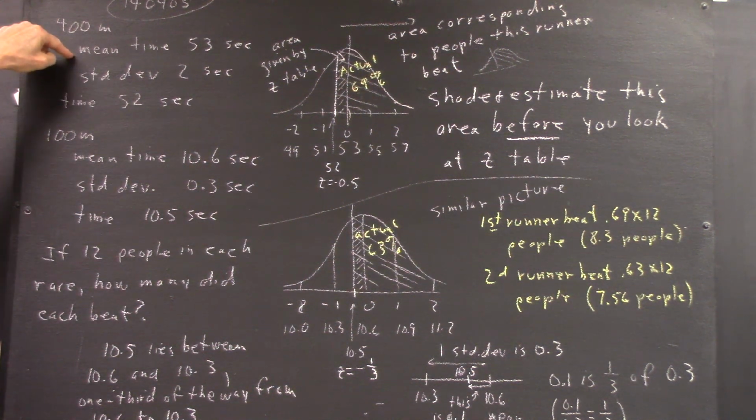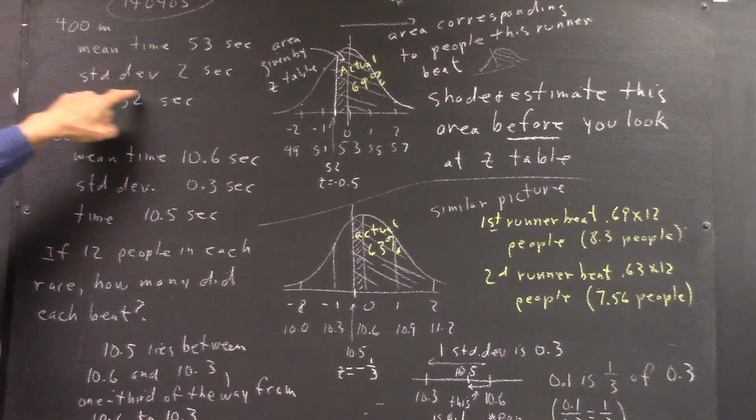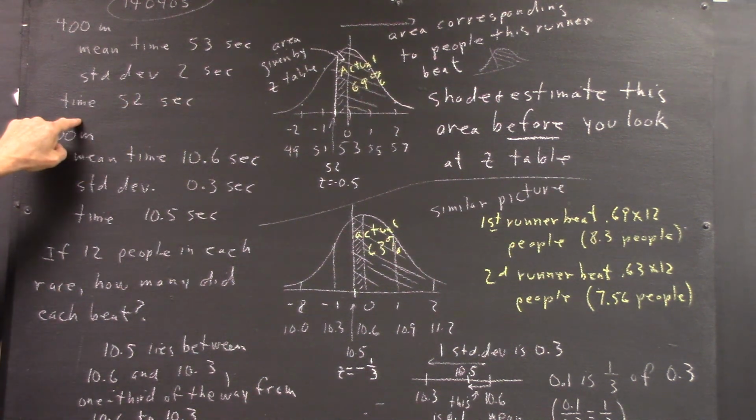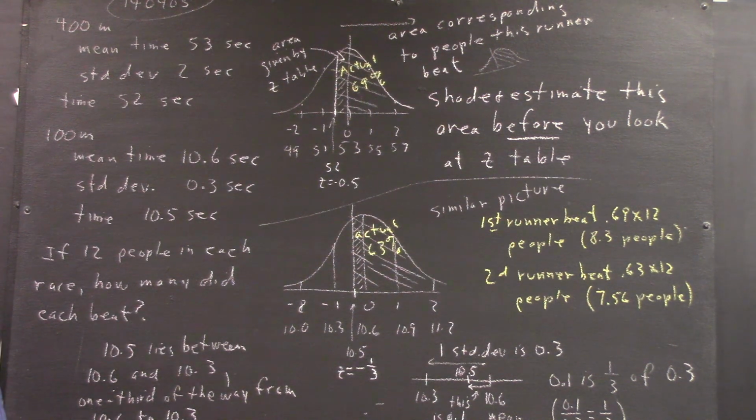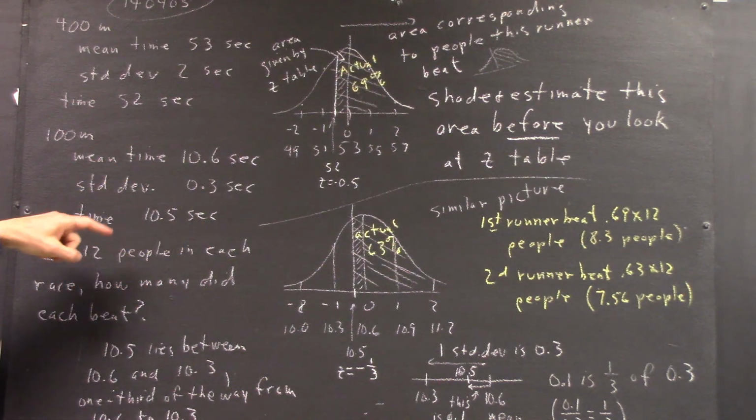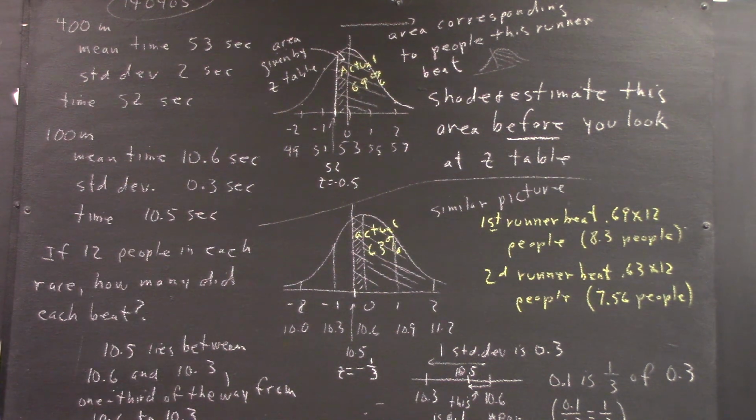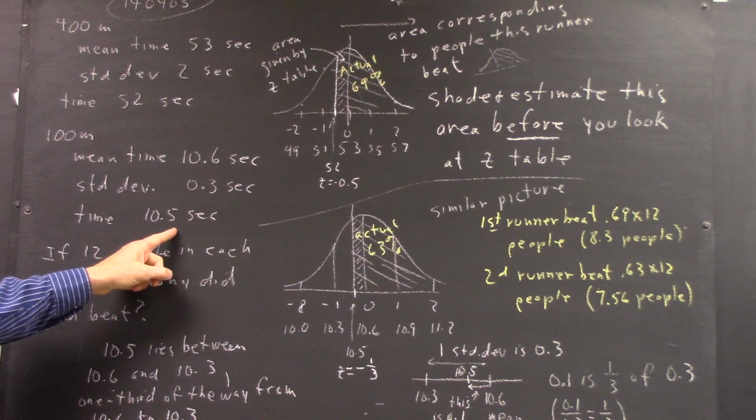The mean time of the people that ran the race was 53 seconds. The standard deviation was 2 seconds. And the time of this person was 52 seconds. Another person ran 100 meters, where the mean time was 10.6 seconds, standard deviation 0.3 seconds. And their time was 10.5 seconds.